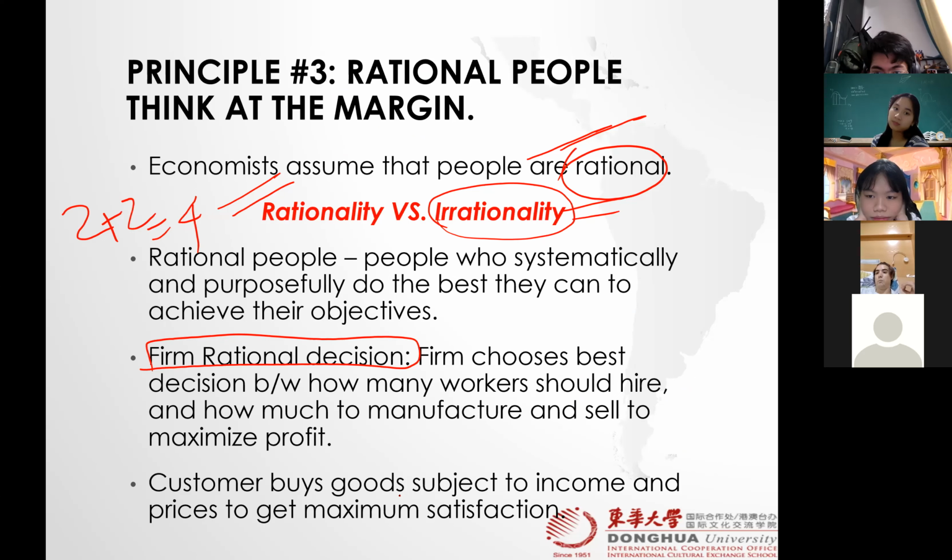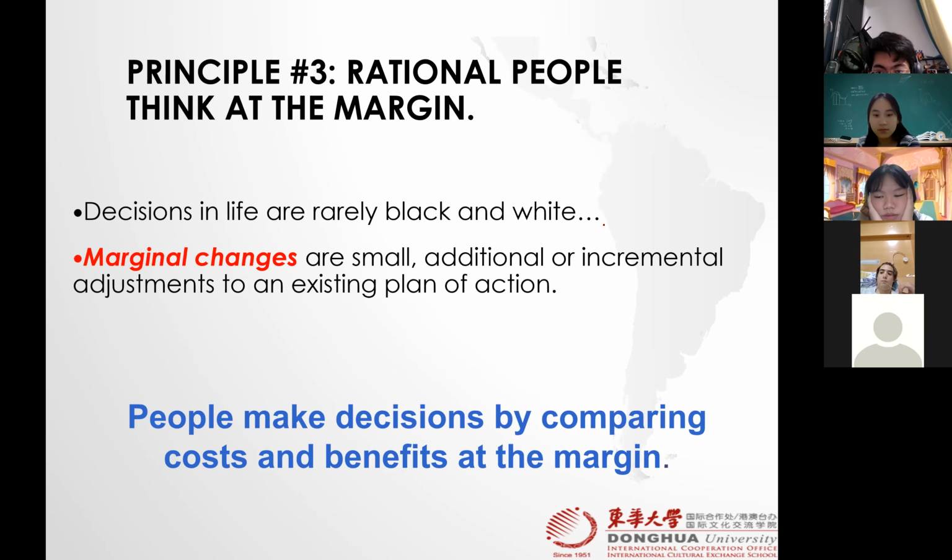So customers buy goods subject to income, right? If you are spending on goods which are a huge part of your income, then you do go for rationality. And if it's a very small portion of your income, it's better to go through with irrational decisions rather than going rational. So now, rational people think at margin.